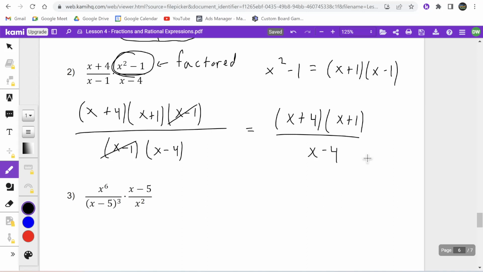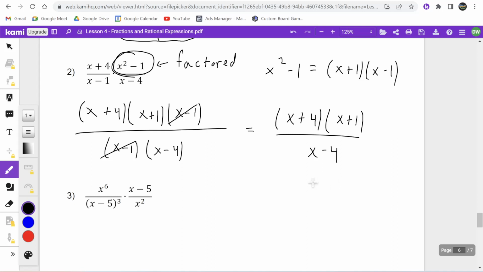Now, question for you guys, x plus 4 divided by x minus 4, it almost looks like it cancels. Is there any way I can reduce that? And the answer is no. No, I cannot. This is the only correct answer that I will accept. And that's that. Any questions?